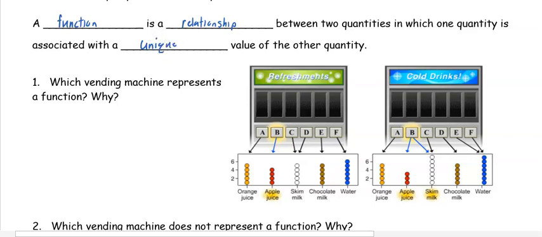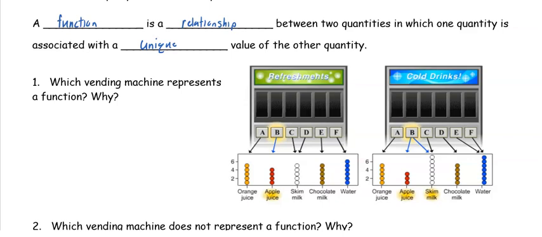So down below we have two vending machines. We have refreshments and we have cold drinks. Now on refreshments, each button is represented by one drink. So if we press A, we would get orange juice, B, apple juice, C and D, skim milk, E, chocolate milk, F, water. Now it's okay that C and D both are going to skim milk because sometimes we can have an input that will give us the same output. In cold drinks, we have A is orange juice, B is apple juice or skim milk, C is skim milk, D is chocolate milk, and E and F are water.